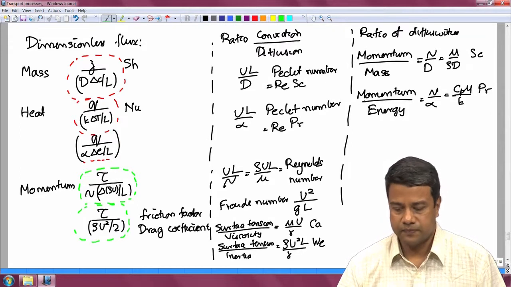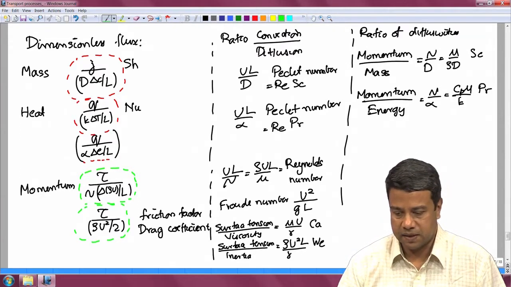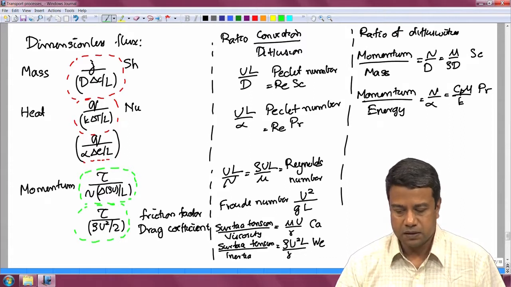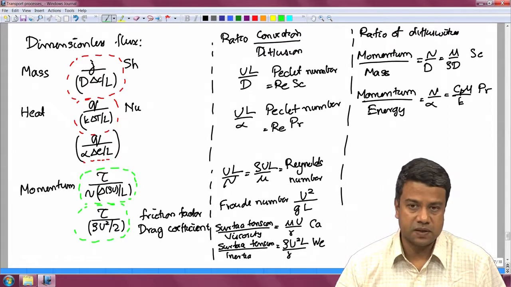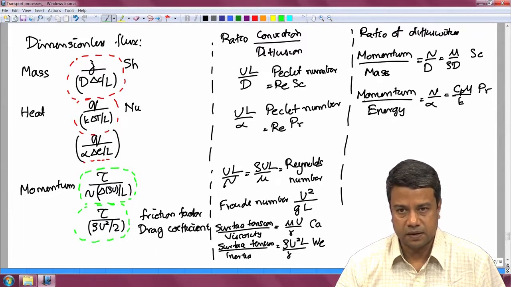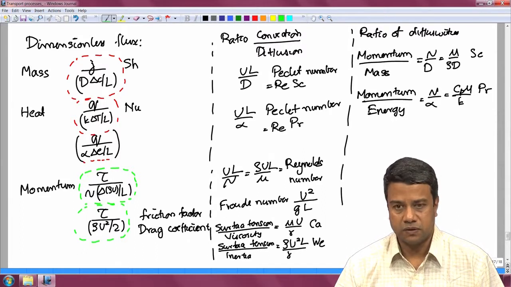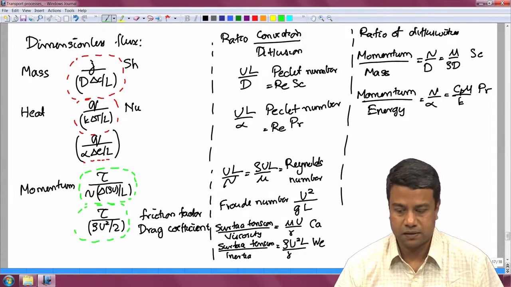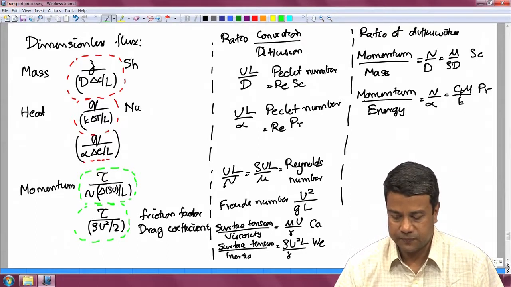They will depend on some independent dimensionless parameters. These are of two kinds. One is the ratio of convection and diffusion, and the other is the ratio of two different kinds of diffusion. Ratio of convection and diffusion, the Peclet number for mass transfer, UL by D, because the convective transport is equal to U times delta C if there is a concentration variation. Diffusive transport is D delta C by L, and you divide the two, you will get UL by D. The Peclet number for mass transfer.